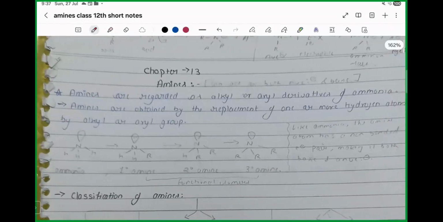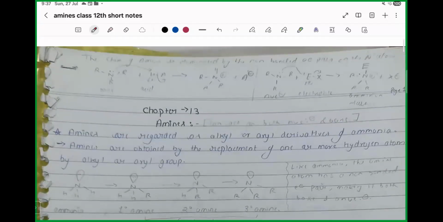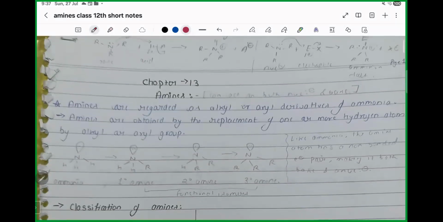So what are amines? First of all, we should know what amines are. Amines are regarded as alkyl or aryl derivatives of ammonia. What is ammonia? Ammonia is your NH3. If you are removing one or more than one hydrogen and producing a derivative which contains an R group, then we will call it an amine. This is ammonia. If you are removing and replacing one hydrogen from ammonia and putting an R into it, then you have produced an alkyl amine.